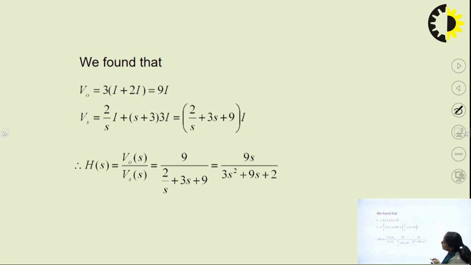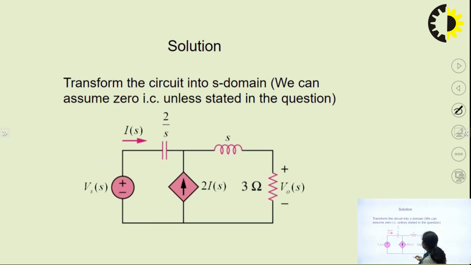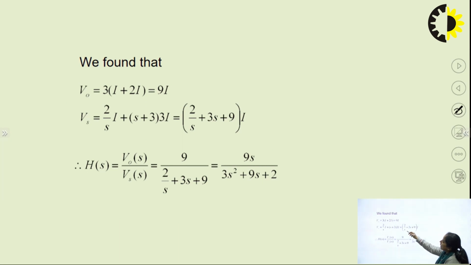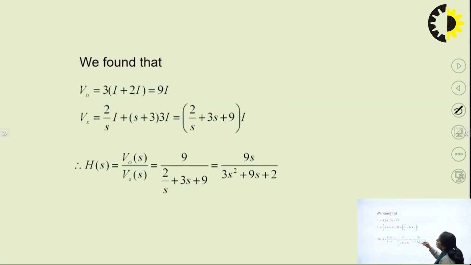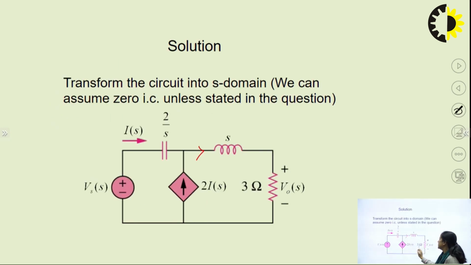See, V naught is 3 into, what is the value of the current here? This current is incoming. So 3 into I plus 2I, that is 9 into I. So this is the V naught. 3 is the resistance, and total I plus 2I is the current that is coming here. So this is 2I and this is Is. So 3 into 3 Is, that is 9 Is.